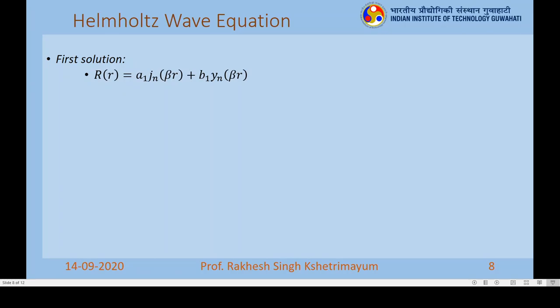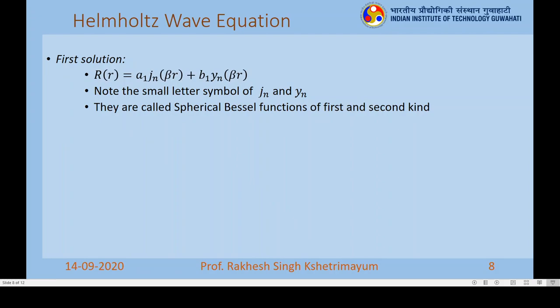In the first solution, capital R will be a combination of jn and yn. So what are these jn and yn? Jn and yn here are in small letter symbols. These jn and yn are called the spherical Bessel's functions of first kind and second kind. This spherical Bessel's function actually represents radial standing waves.